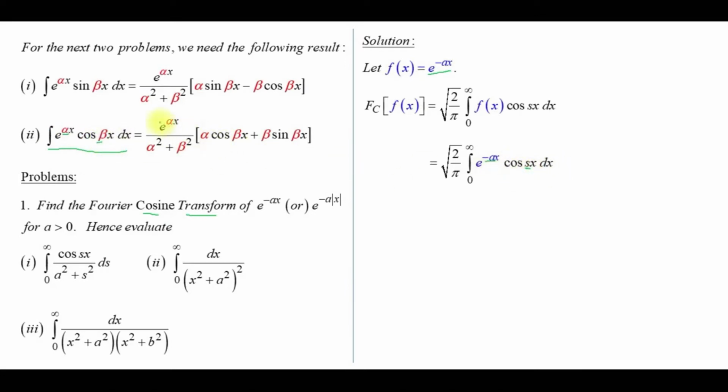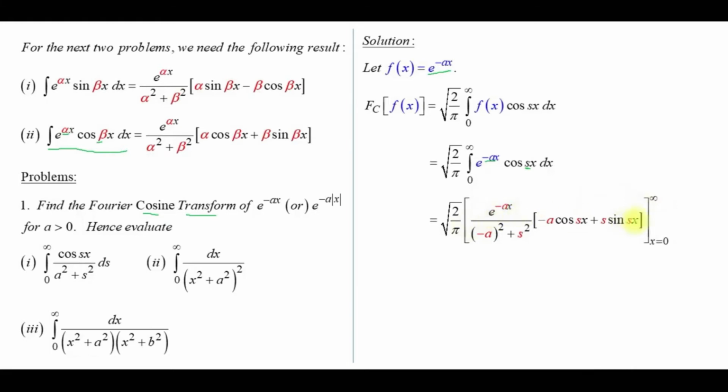So the formula is e power minus ax divided by minus a the whole square plus s square into minus a cos sx plus s sin sx. So square root of 2 by pi e power minus ax divided by minus a whole square plus s square into minus a cos sx plus s sin sx. The limit is 0 to infinity, x equal to 0 to infinity.